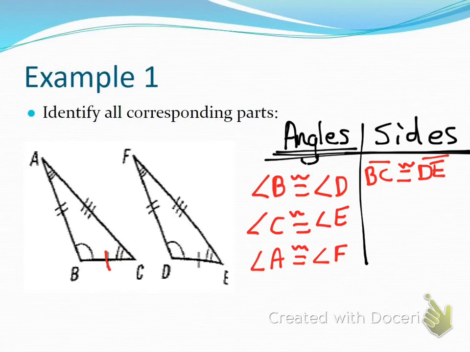What about AB? What's marked the same as AB? Good. FD. And then last we have AC. It has 3 little hash marks. What's that mark congruent to? FE.